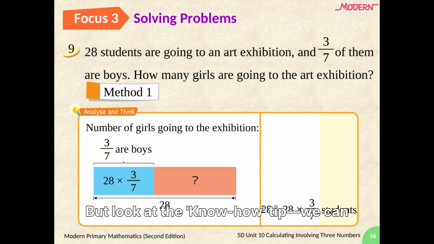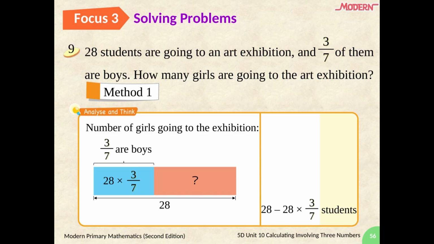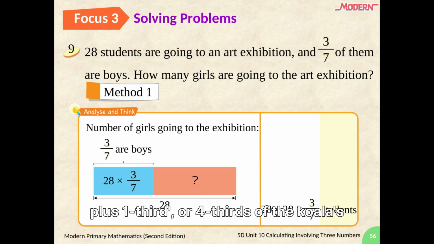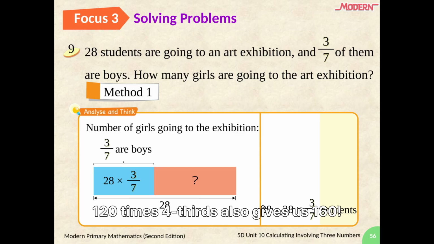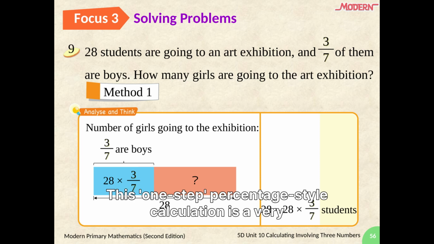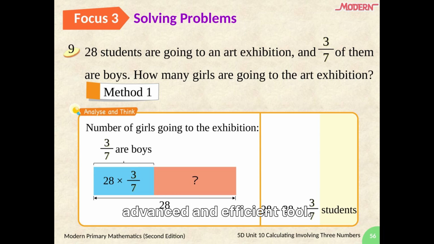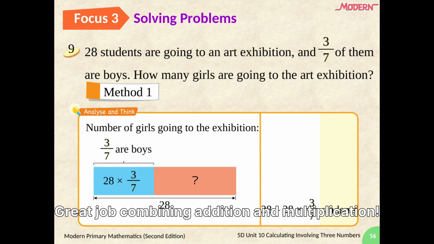But look at the know-how tip. We can do this in one step. We can think of the koala as one whole, so the kitten is 1 plus 1/3, or 4/3 of the koala's price. 120 times 4/3 also gives us 160. This one-step percentage-style calculation is a very advanced and efficient tool. Whether you do it in 2 steps or 1, the answer is the same. The kitten is $160. Great job combining addition and multiplication.